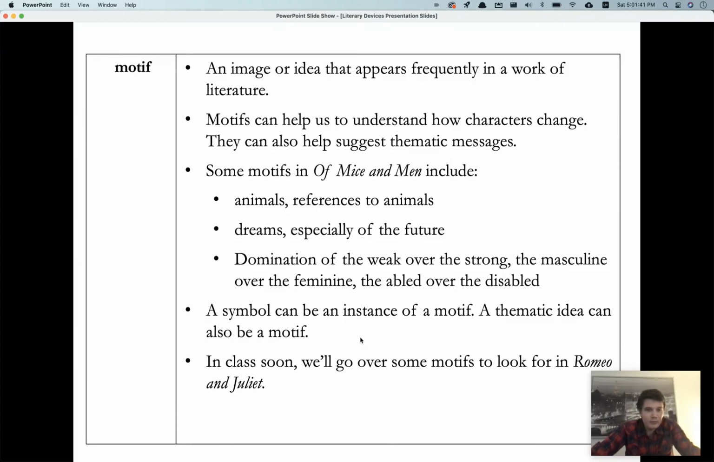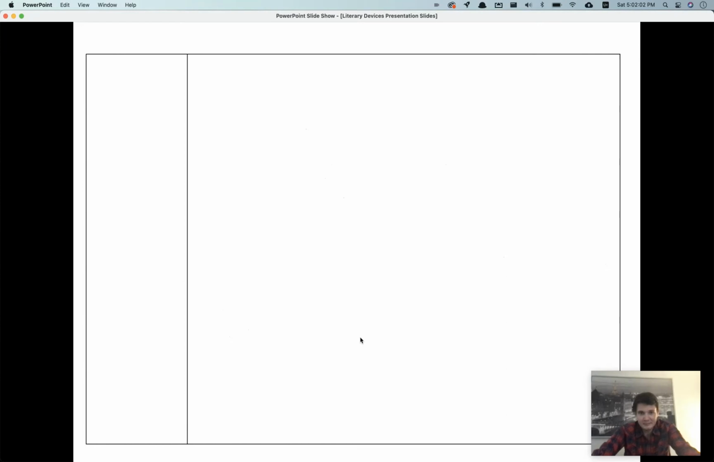So in class soon, we'll talk more about the motifs you need to be looking for in Romeo and Juliet. You can expect that once we talk about them, and then we're reading the novella, I could ask you a question about motifs, like, what is the motif that's being referenced in this little passage of the text, for example. So you need to know what a motif is.